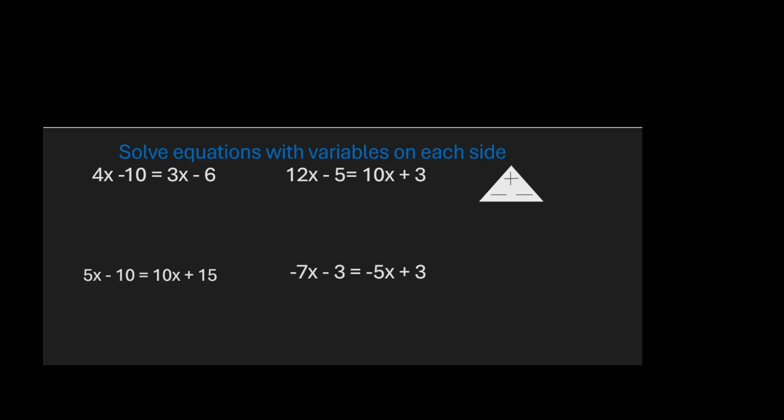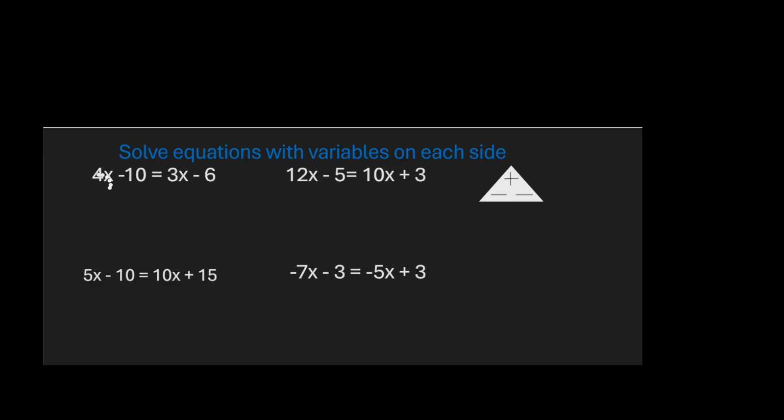In this video, we're going to be solving equations with variables on each side of the equal sign. The idea is to isolate the variable, and we need to move all the variables to one side of the equal sign and all the numbers to the other side. Well, here we have two variables, one on each side of the equal sign.